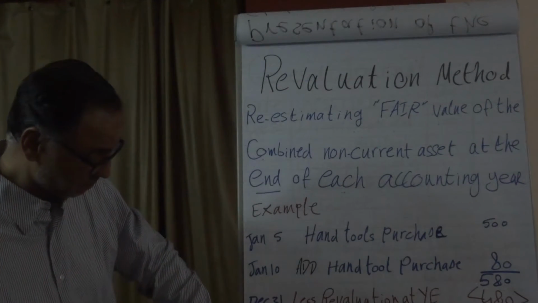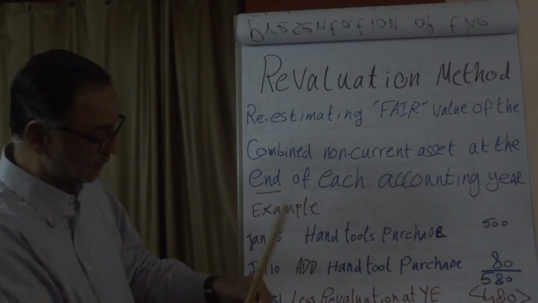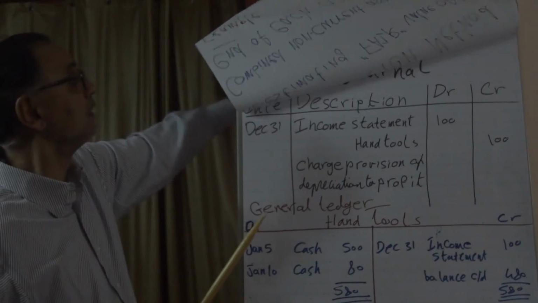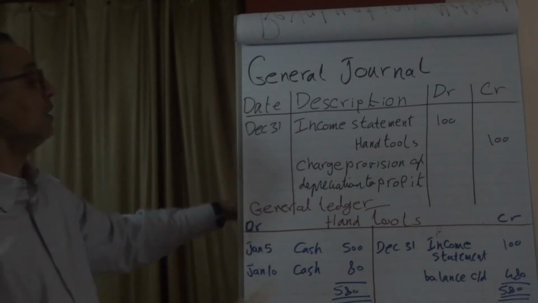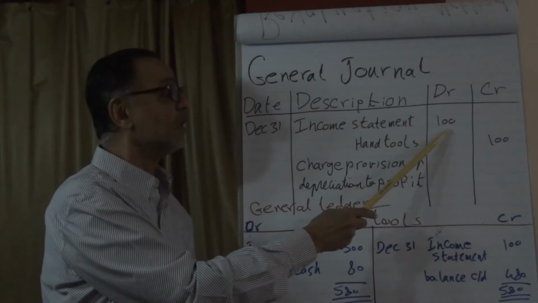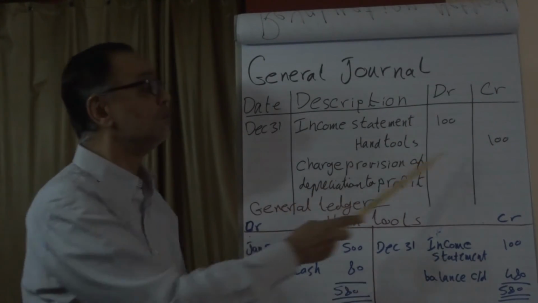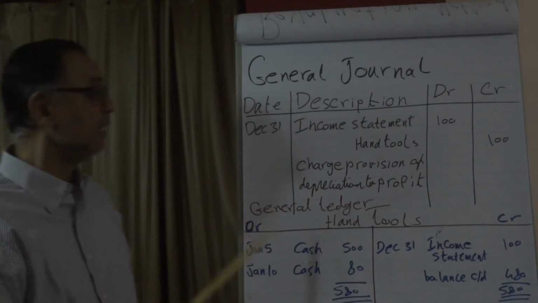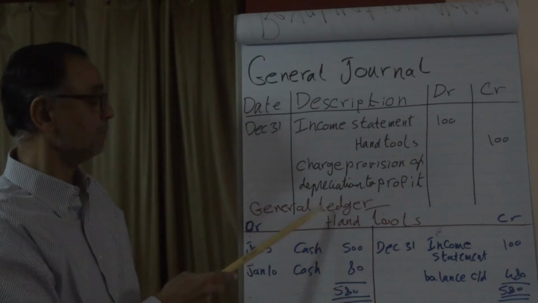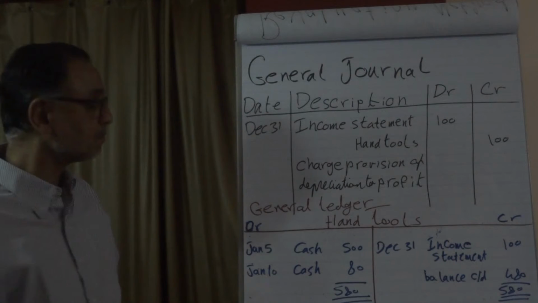Let's see the entry. General Journal, December 31st: we have the income statement debited with 100, and hand tools, this is the asset account, credited with 100, to charge depreciation to profit.